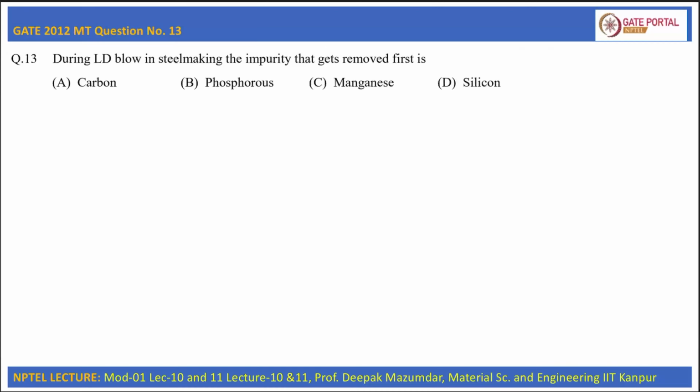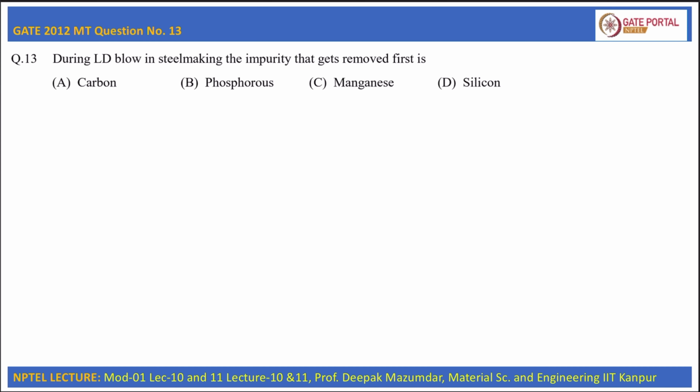This is question number 13 of GATE 2012 Metallurgical Engineering. The question states that during LD blow in steel making, the impurity that gets removed first is option A carbon, option B phosphorus, option C manganese, and option D silicon. Now let us solve this question.